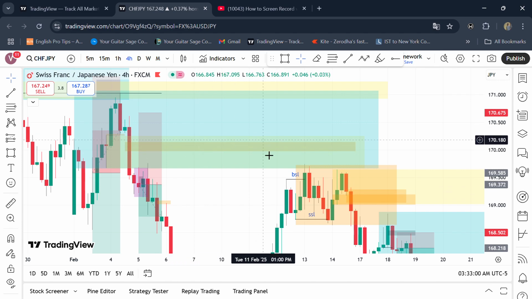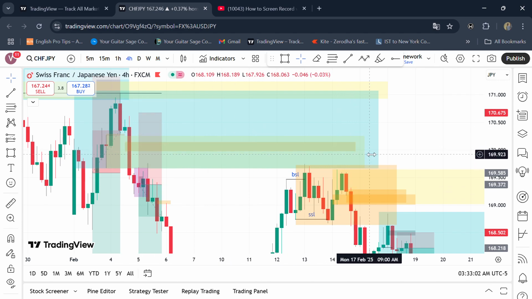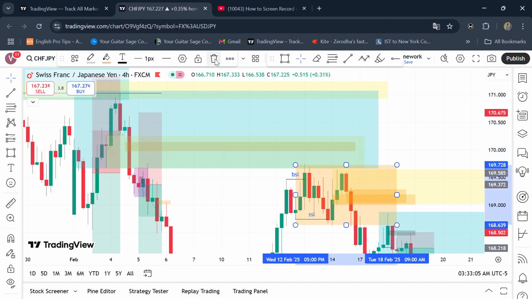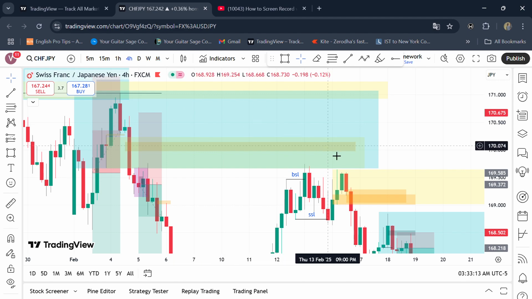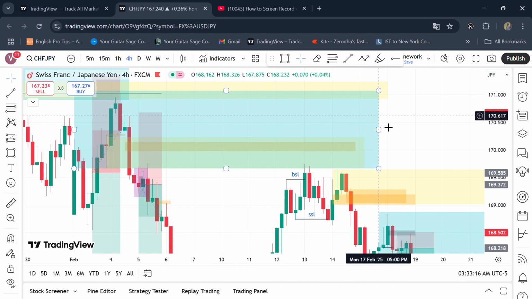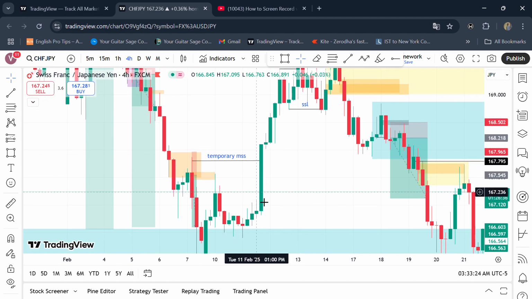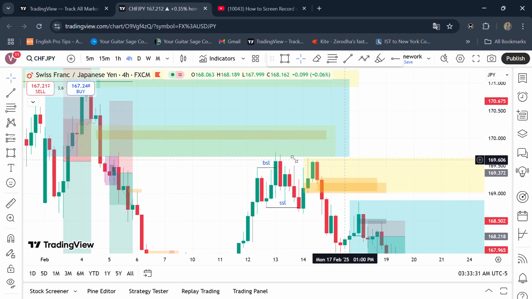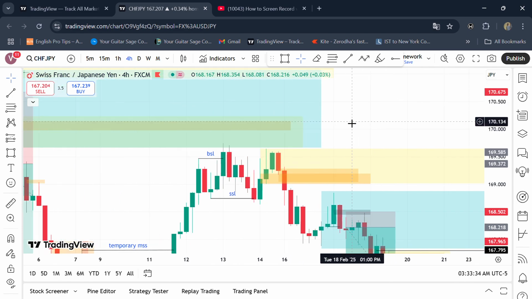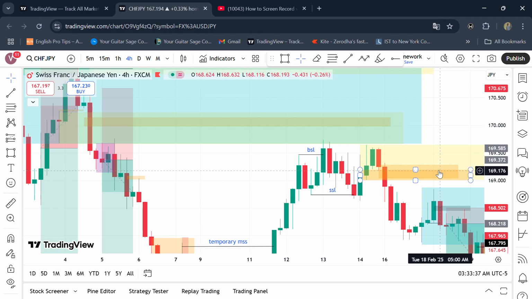There were also these multiple POIs. For example, this 4-hour POI was there, 4-hour FVG. Then if you go in 1 hour, there was also a 1 hour FVG. And then of course the 1 day FVG and 1 day order block were there. So that's why the market had to make this temporary market structure shift and go towards these last remaining POIs.